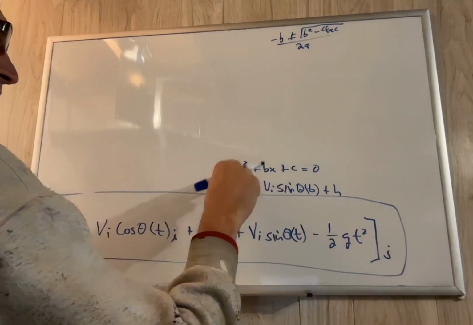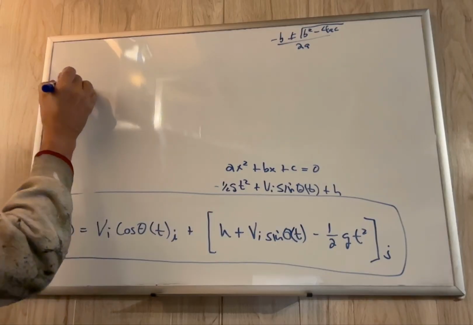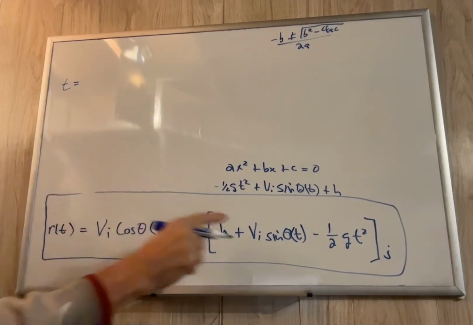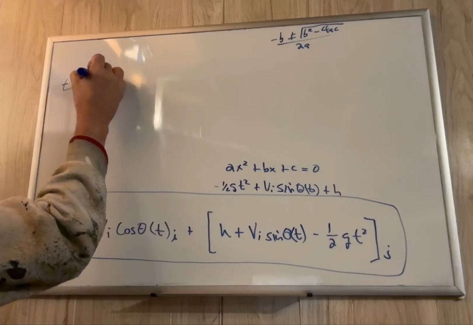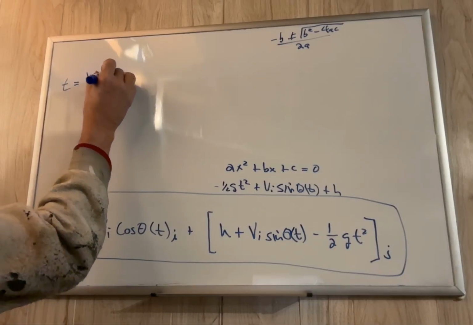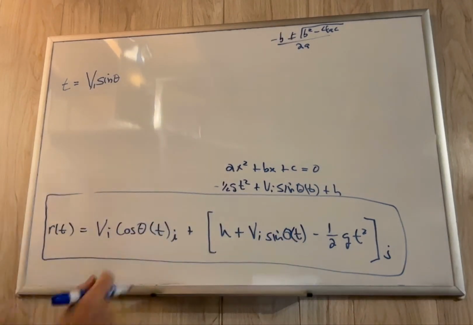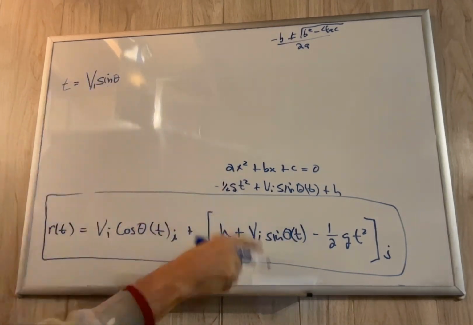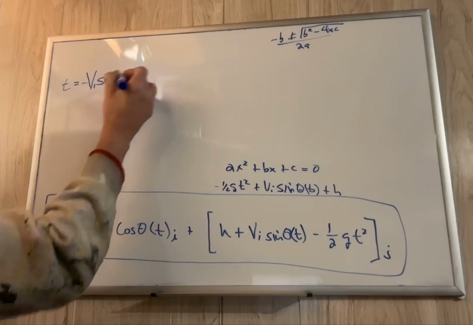All right, so let's apply that to this and see what we get. So b squared, let's look at this thing. Our time is going to be equal to b squared, which is velocity initial sine theta. We don't bring along the t because we're solving for t. And this would be negative, and this will be plus or minus, right?